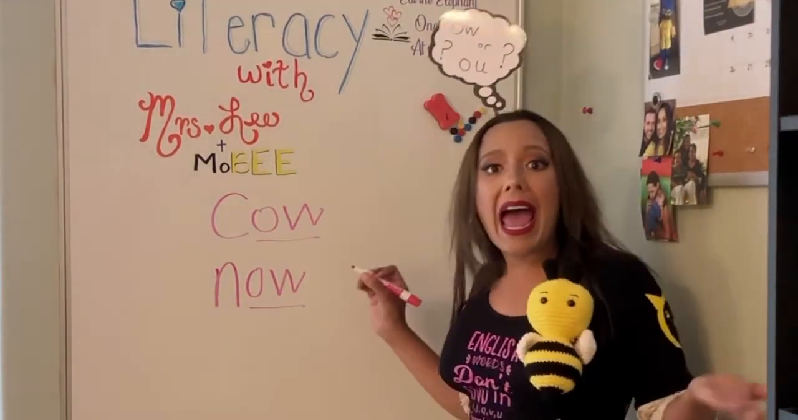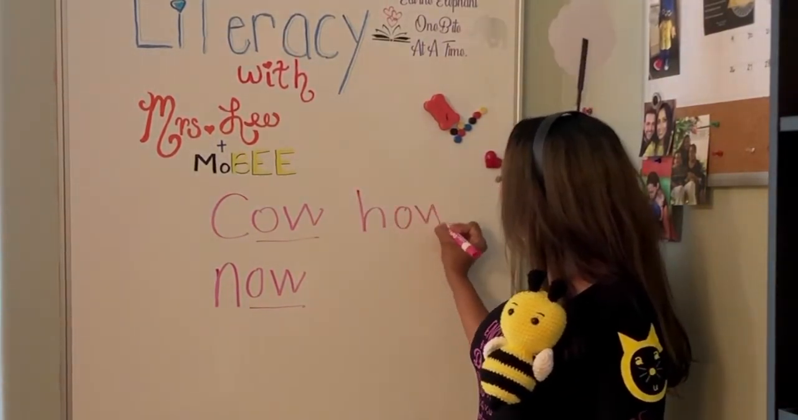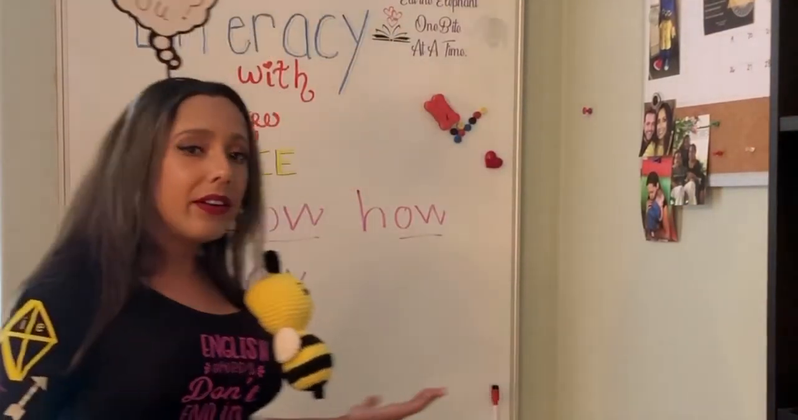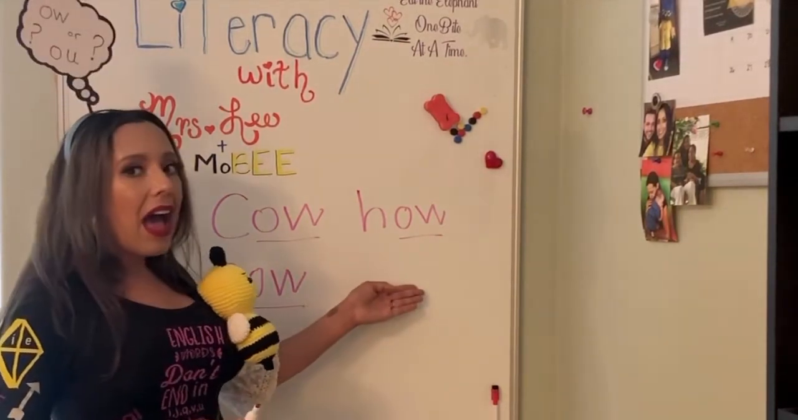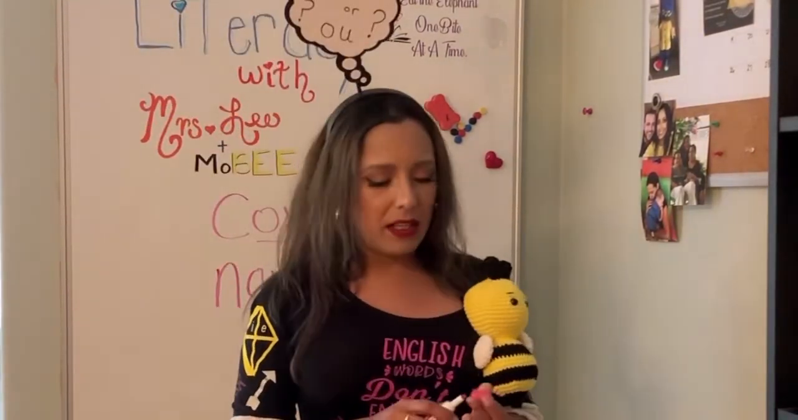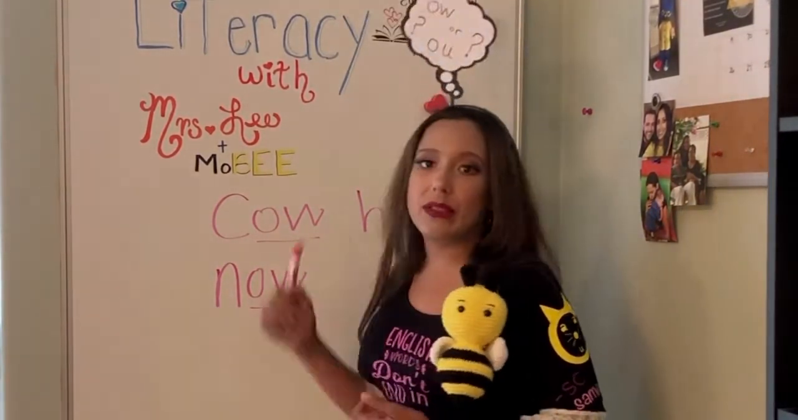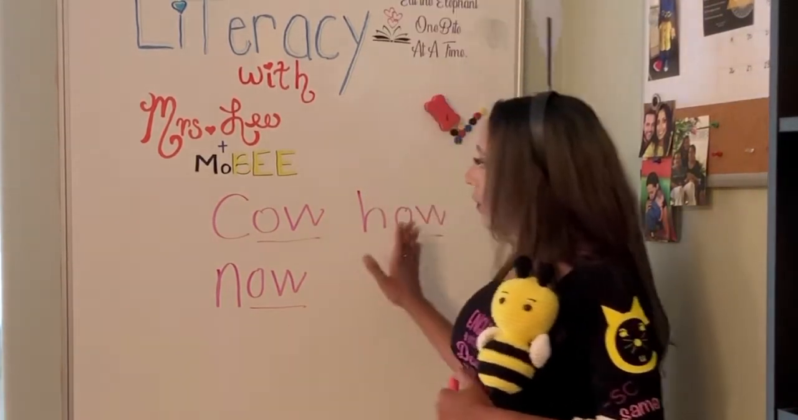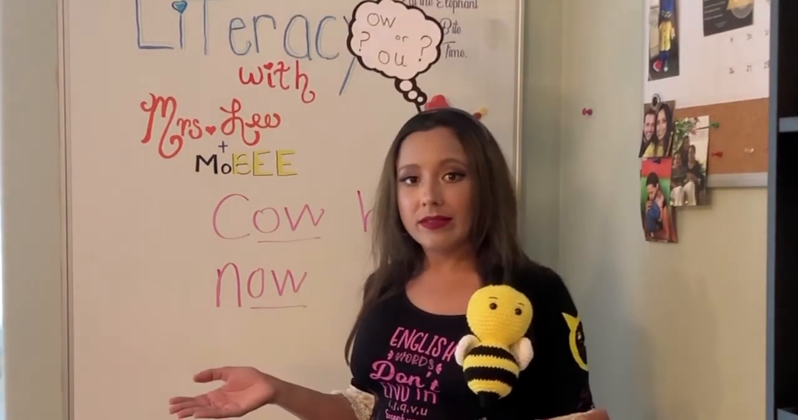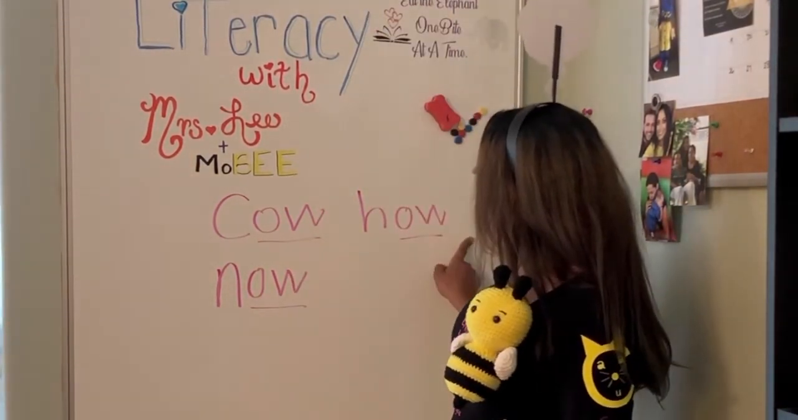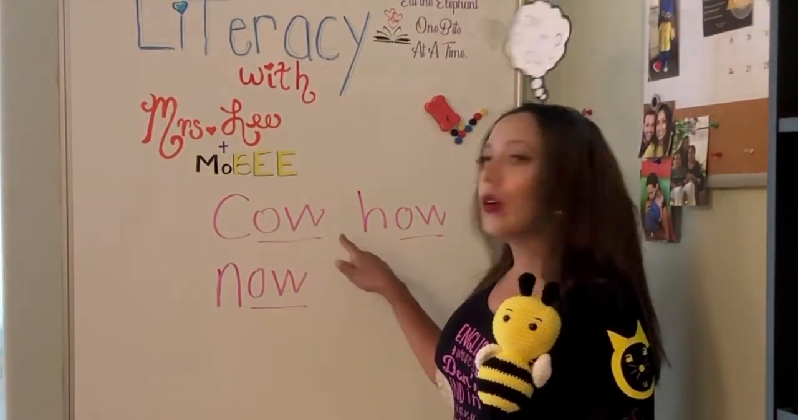Let's spell the word how. Ow. Are you seeing a pattern now? Cow, now, how. What do you think the spelling rule would be for the ending O-W, that ow sound? So a word with one syllable that ends in that ow sound is spelled O-W.